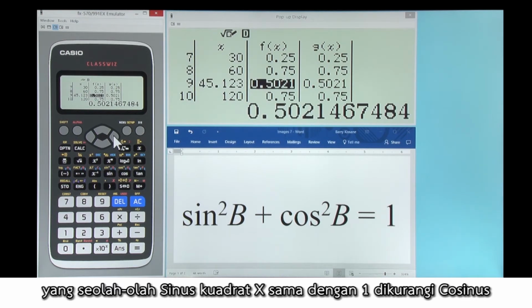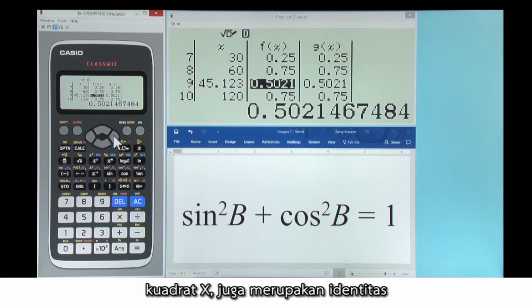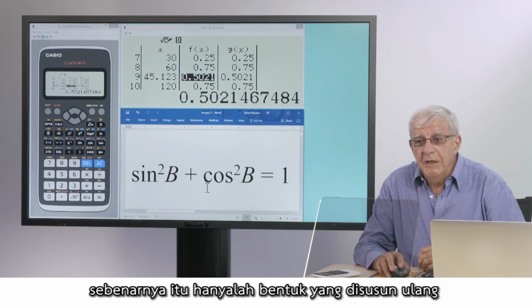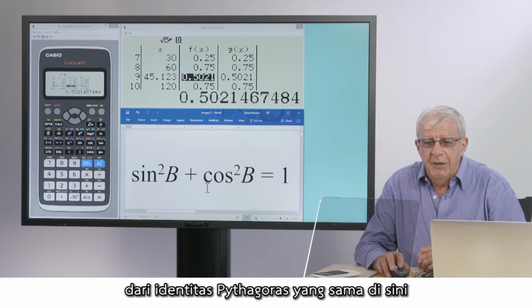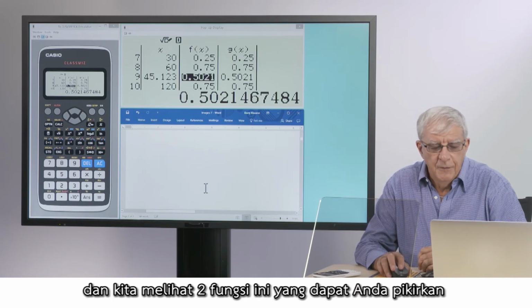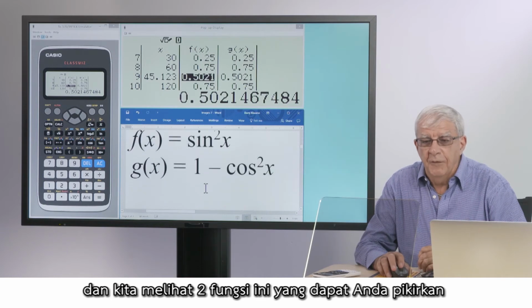That is, it seems as if sine squared x is equal to 1 subtract cosine squared x is also an identity. In fact, it's merely a rearranged form of the same Pythagorean identity here. And we looked at these two functions.